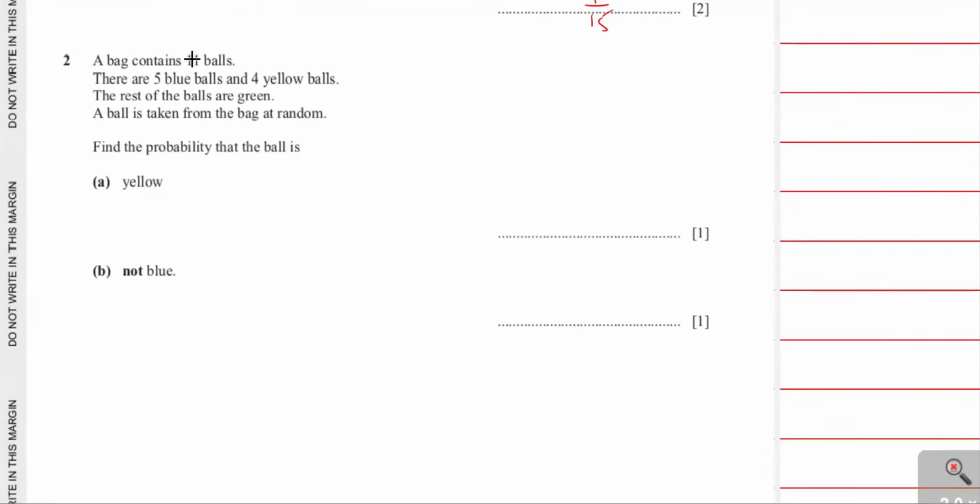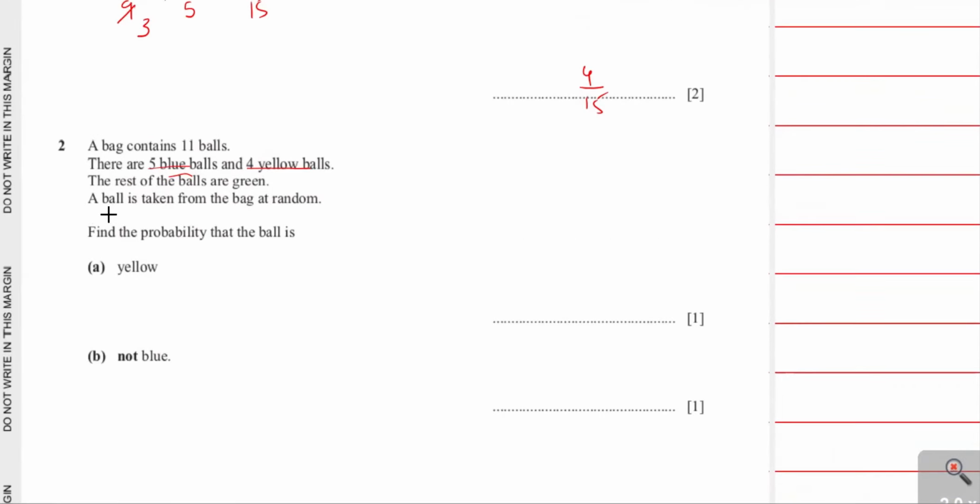Next, question number 2. A bag contains 11 balls, 5 blue balls, 4 yellow balls. The rest of the balls are green. A ball is taken from the bag at random. Find the probability the ball is yellow. Probability of yellow ball will be equal to the number of yellow balls divided by the total number of balls. The number of yellow balls here is 4 and the total number of balls is 11. Therefore, 4 over 11 is the answer.